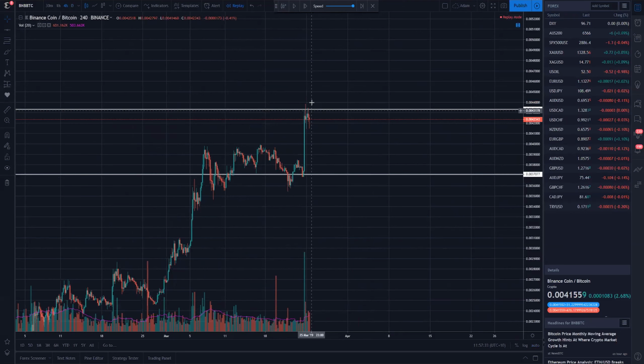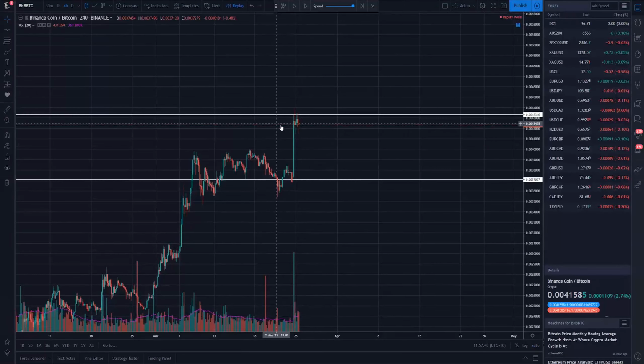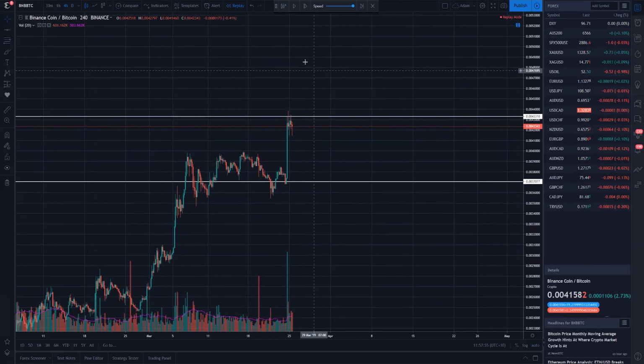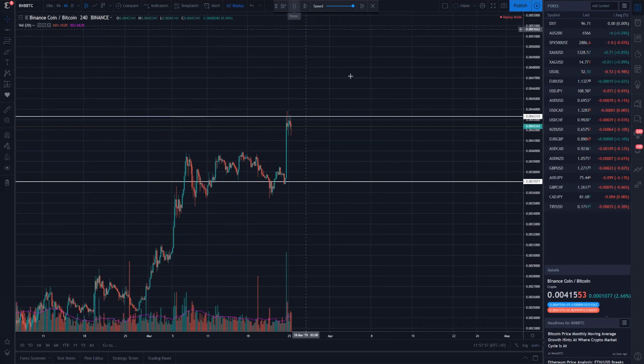And again, with resistance, we've had this large impulse move here on the 24th of March that has come up and has been rejected at this point. So we know immediately that there is a form of resistance here. So what we're going to do is we've found these two levels. We're going to play this chart over and see how these levels have been respected. Here we go.